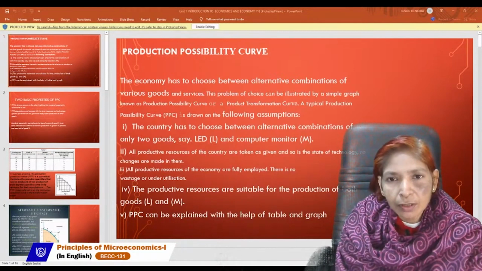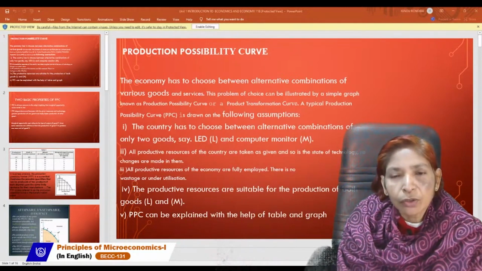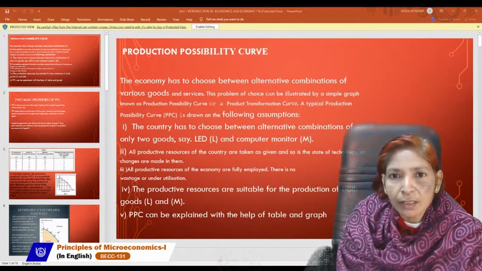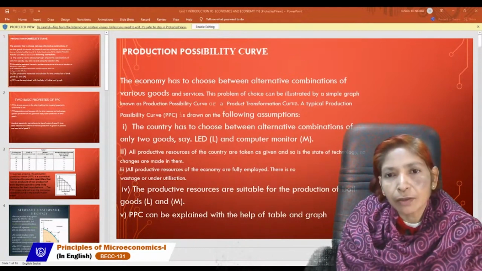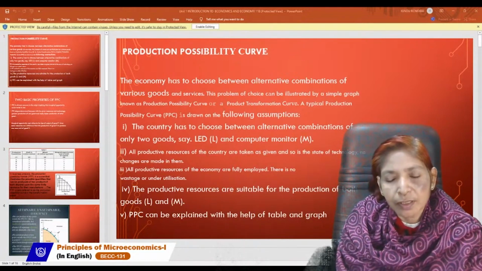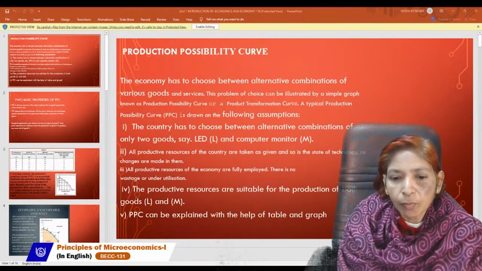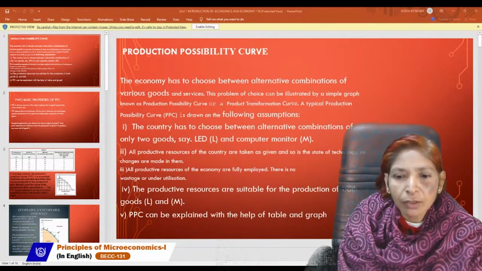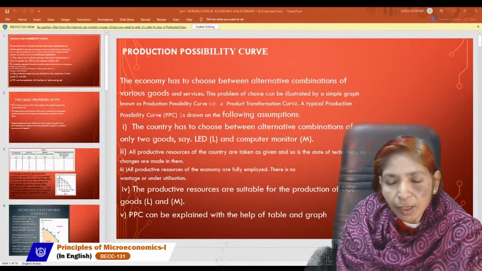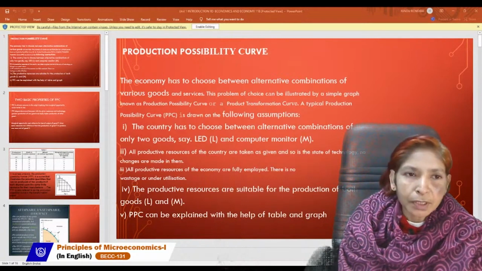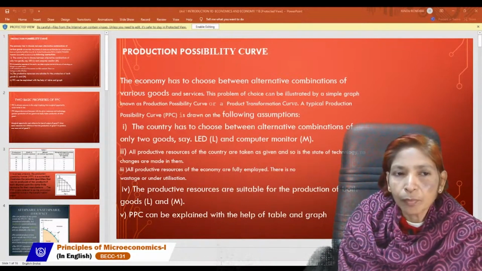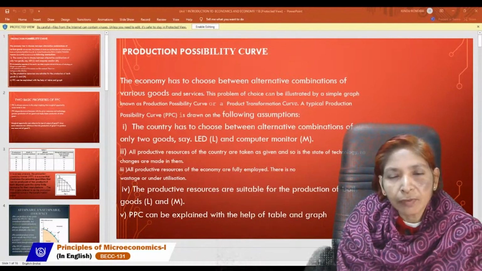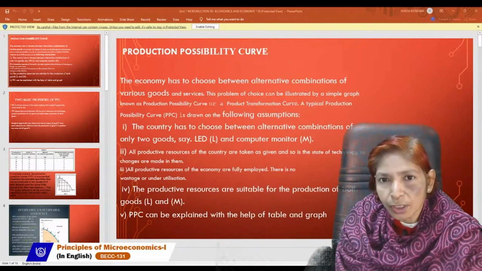What should the government do to solve these problems? What steps should be taken by the government to solve these problems? The government should generate more employment opportunities to solve the problem of unemployment. So positive economics tells us only problems, but normative economics gives us solutions.